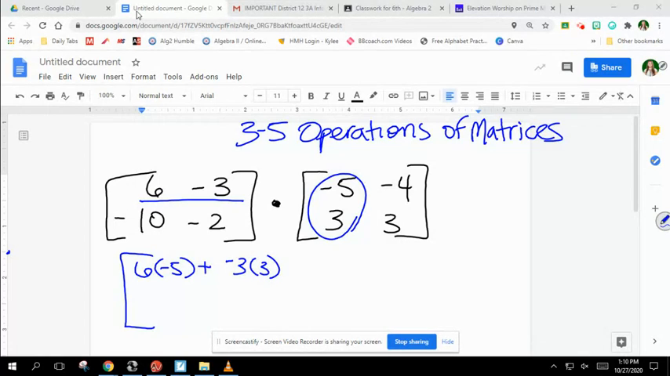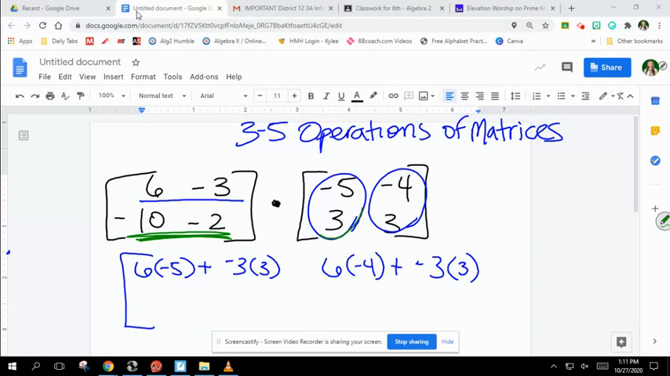To get the top right section, I would take 6 times negative 3 and multiply it by negative 4 and 3. So 6 times negative 4, these first 2 numbers times the second 2 numbers, and add those together. So when you get to the bottom row, you take the bottom, negative 10 and negative 2, horizontal times the vertical.